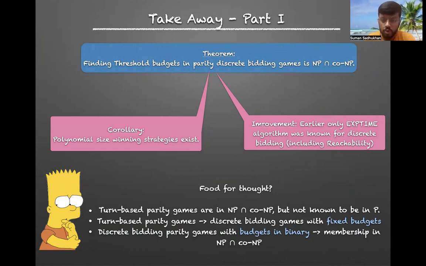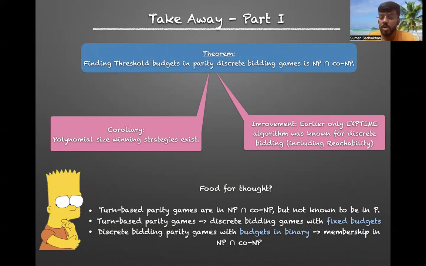And we improved the earlier known bound; we only knew an exponential algorithm, and now, even for reachability, we can still use this algorithm and get NP intersection coNP. Turn-based parity games are known to be in NP intersection coNP, but not known to be in P. We now have a quasi-polytime algorithm.